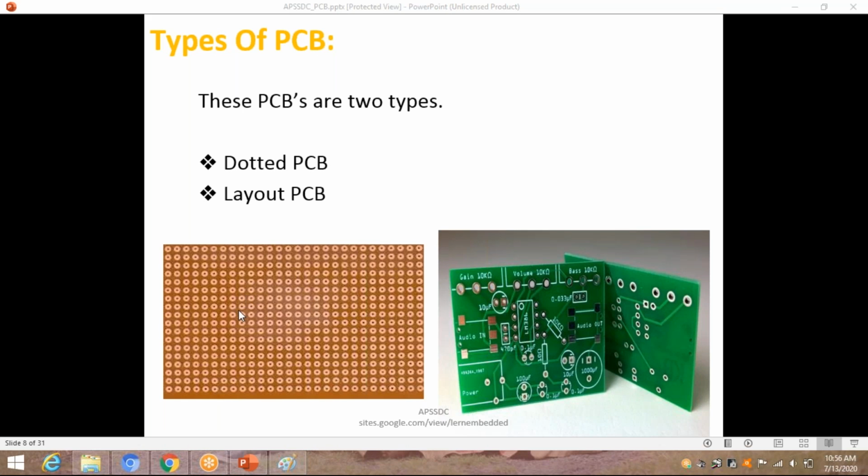Yes, that's a nice one. Okay, guys, if we use a dotted PCB, we need to solder every terminal here using wires. But when coming to the layout PCB, we directly design a schematic and then print it on a PCB board. Next, coming to the next slide.